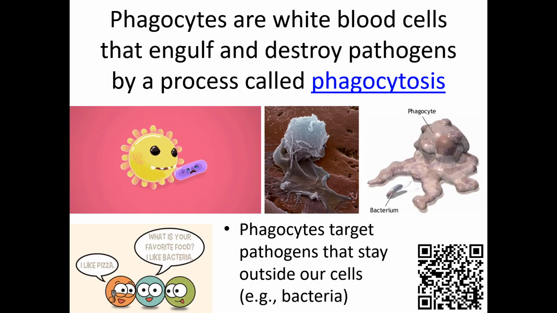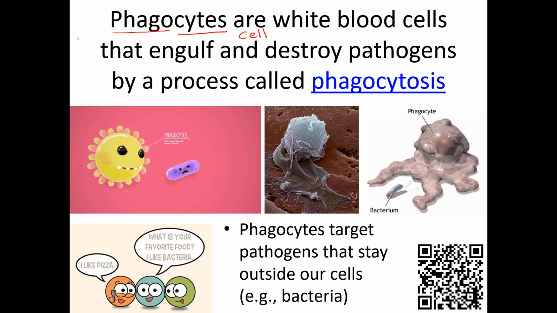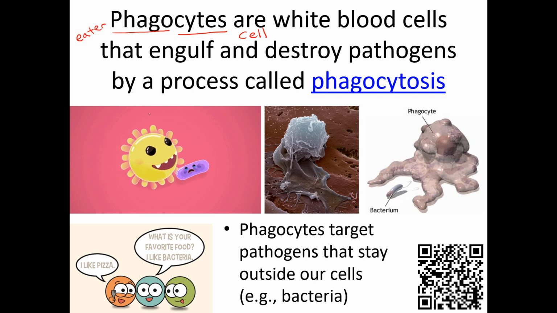So the first type of cell we'll talk about is called a phagocyte. Cyte is an ending here, if you remember. That means cell. And this prefix, phago, means eater. So a phagocyte, as this GIF is showing, is literally an eater cell. All it does is go around and find stuff to eat and gobbles it up and destroys it. The process by which it does that is called phagocytosis. Its cytoplasm surrounds the thing it's going after, takes it in, engulfs it, and destroys it.